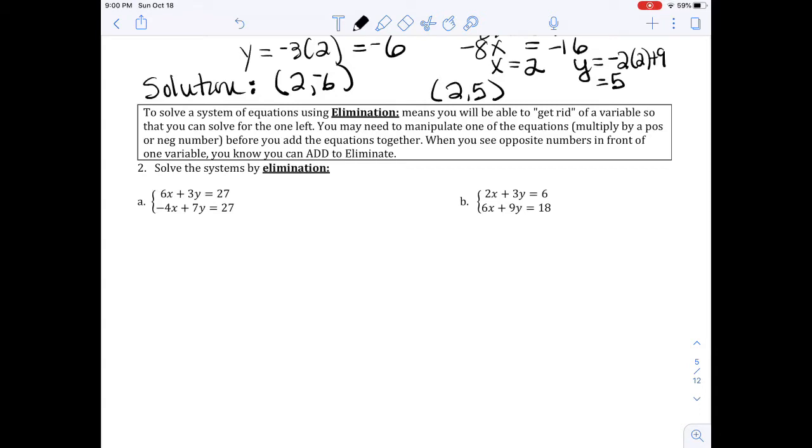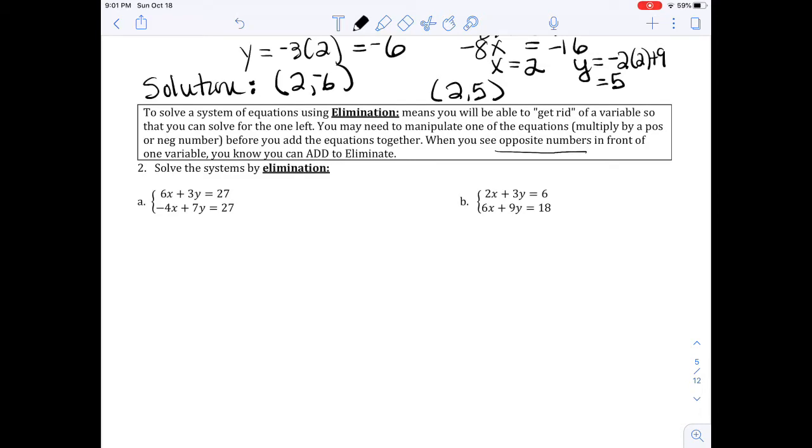And what it means is that you will combine the equations in some way by adding them. And in combining them, your goal is to eliminate one of the variables so that you have a single variable left to solve. You may need to manipulate these equations, multiplying them by a positive or negative number before you add them together. When you see opposite numbers in front of one variable, you know you can add to eliminate. So the first thing you should do when you're asked to solve by elimination is scan the coefficients of the x's and the y's and see if any of them are opposite numbers.